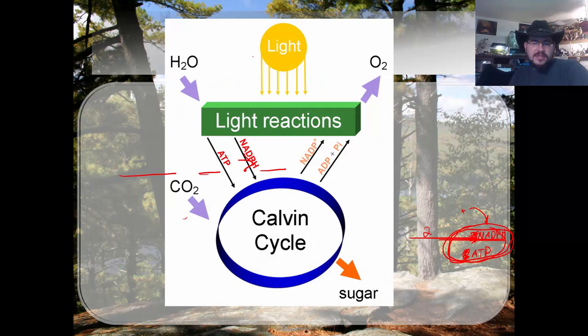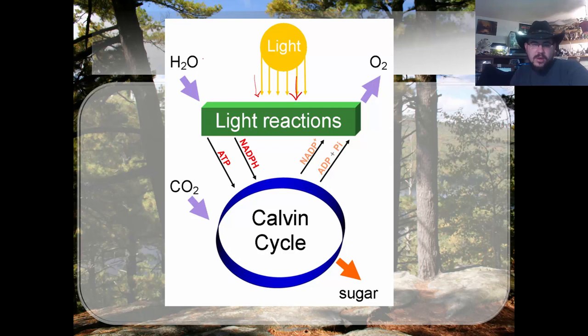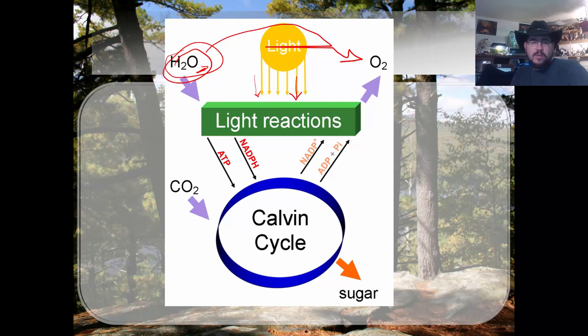Here's our light reactions. Light coming in, right, being absorbed. Water being used, right? Split. We split the water and we release oxygen. When we split the water, it is being oxidized. Our two electrons replace those lost from the pigment.